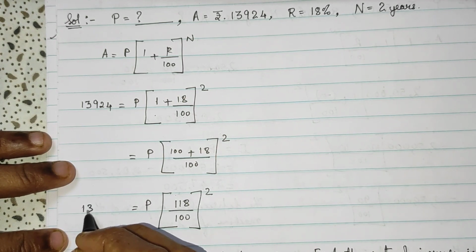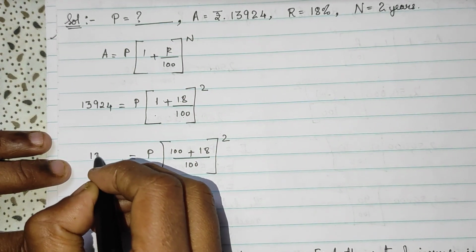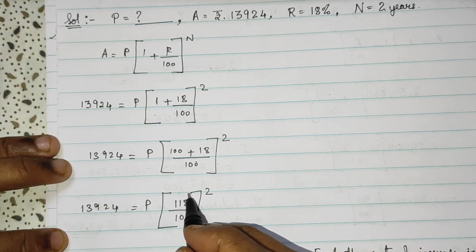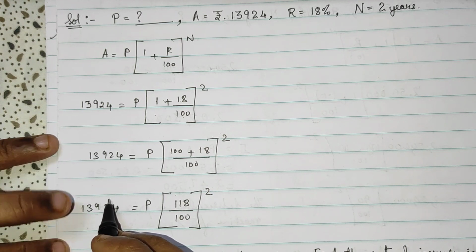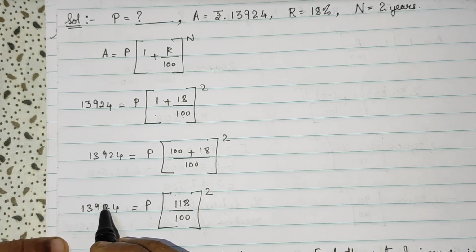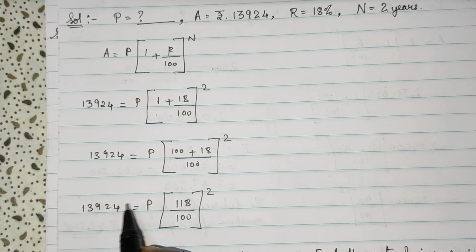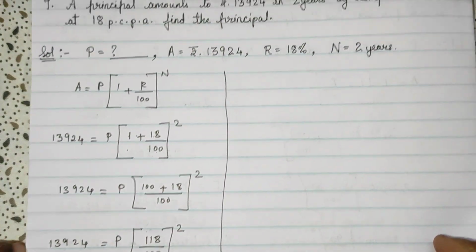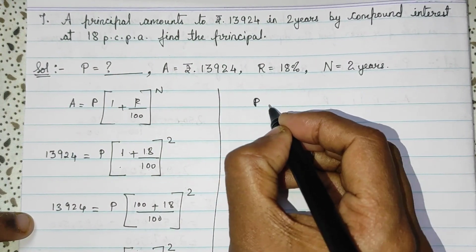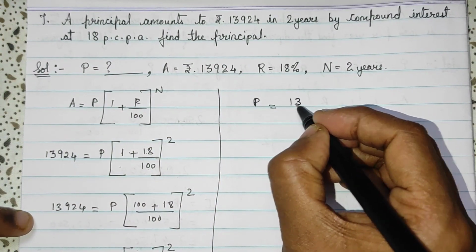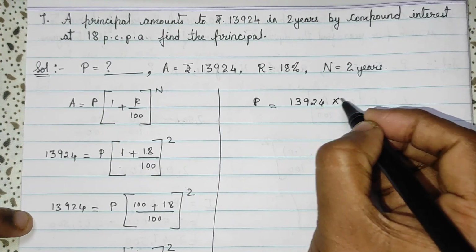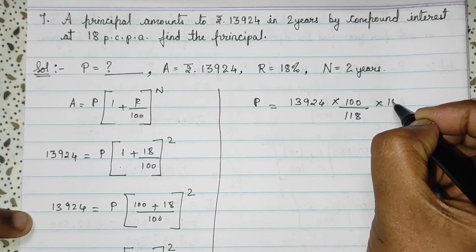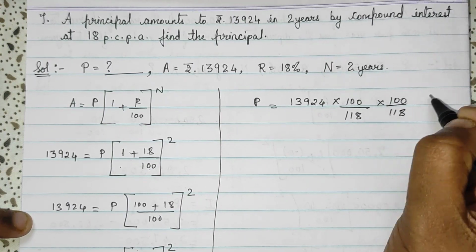Here we already have the amount, that is 13,924. So to find out the principal, this we will shift over here to the left hand side. So that will be in reciprocal form. It will be inverted, it will become reciprocal form. So principal is equal to 13924 multiplied by 100 upon 118 into 100 upon 118.